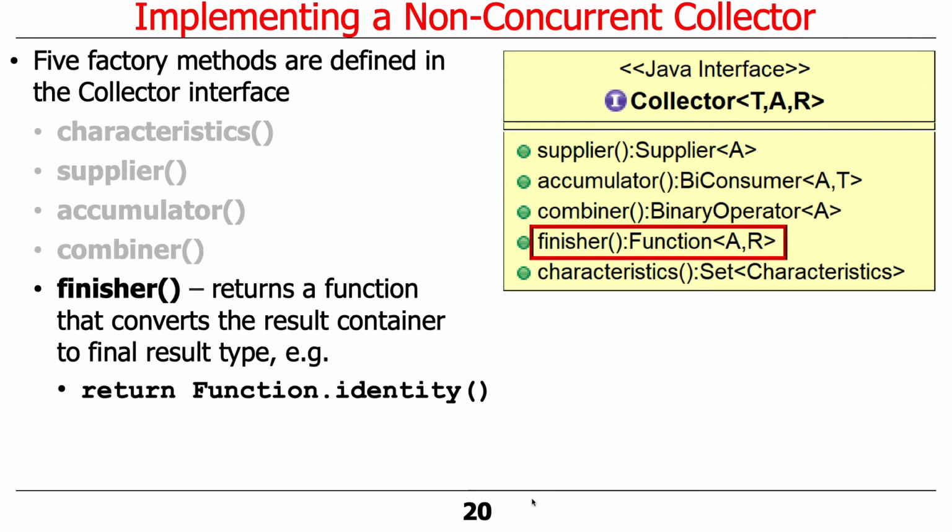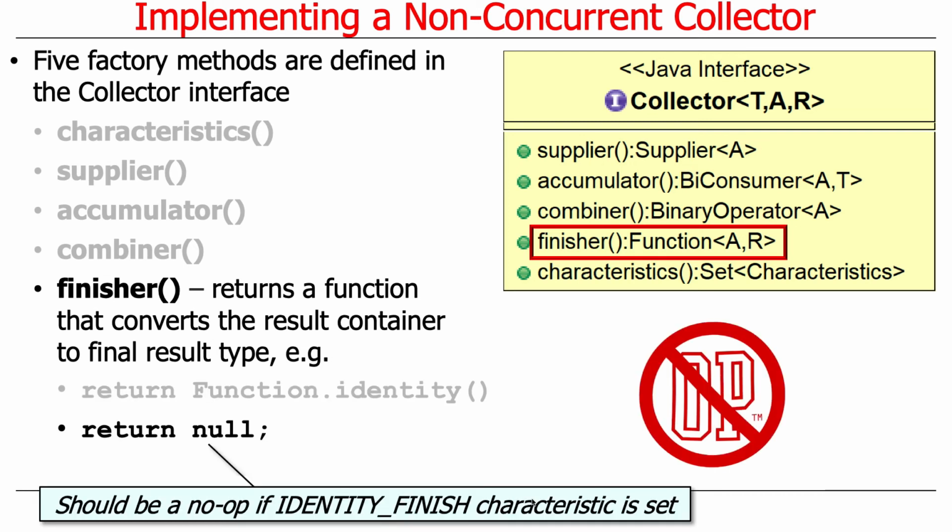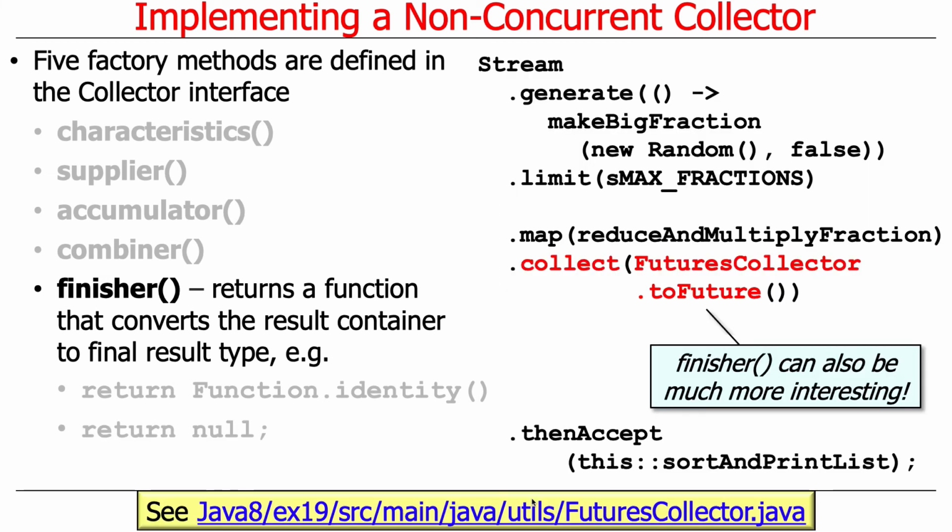The finisher is this factory method that's used to return a function that knows how to convert the result container to the final result type. So if there's nothing to do, you could return Function.identity, or you could just set the identity finish characteristic and then just make this a no-op, just say return null, because it's never going to be called. And that's probably the better thing to do, because there's no point in calling this if it's not going to have to do anything. For the stuff that we're doing now, you can do identity finish and not have to worry about it, because we're doing simple things with lists.